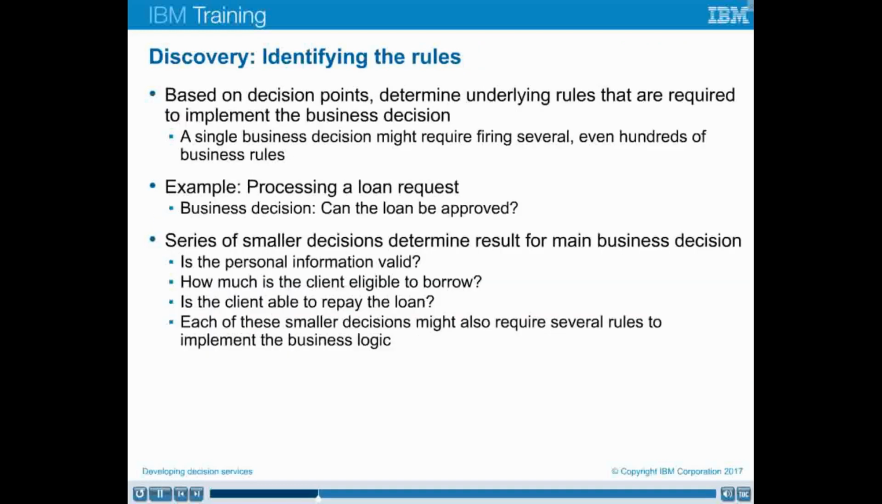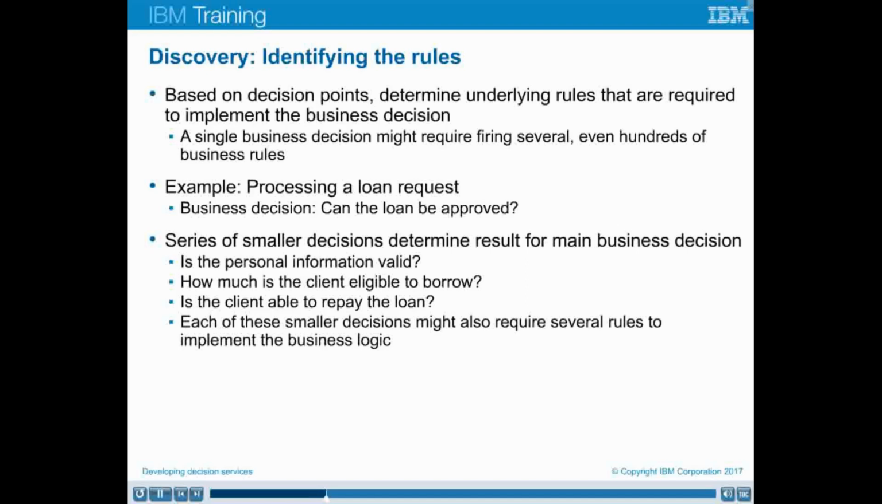After you identify the automated decision points, then you have to determine the underlying rules that are required to express the business policy. A single business decision might require several, even hundreds of business rules to express it. Business logic usually requires a series of smaller, intermediate decisions before the overall decision can be determined.